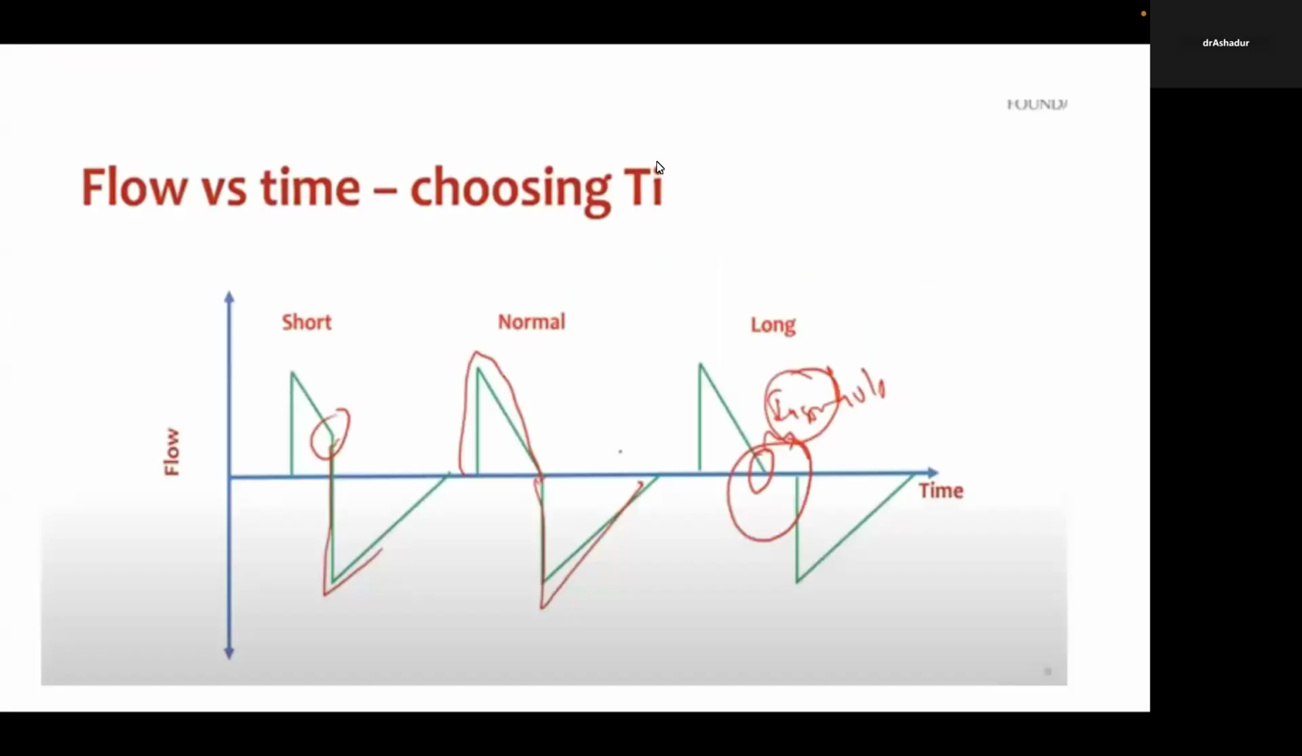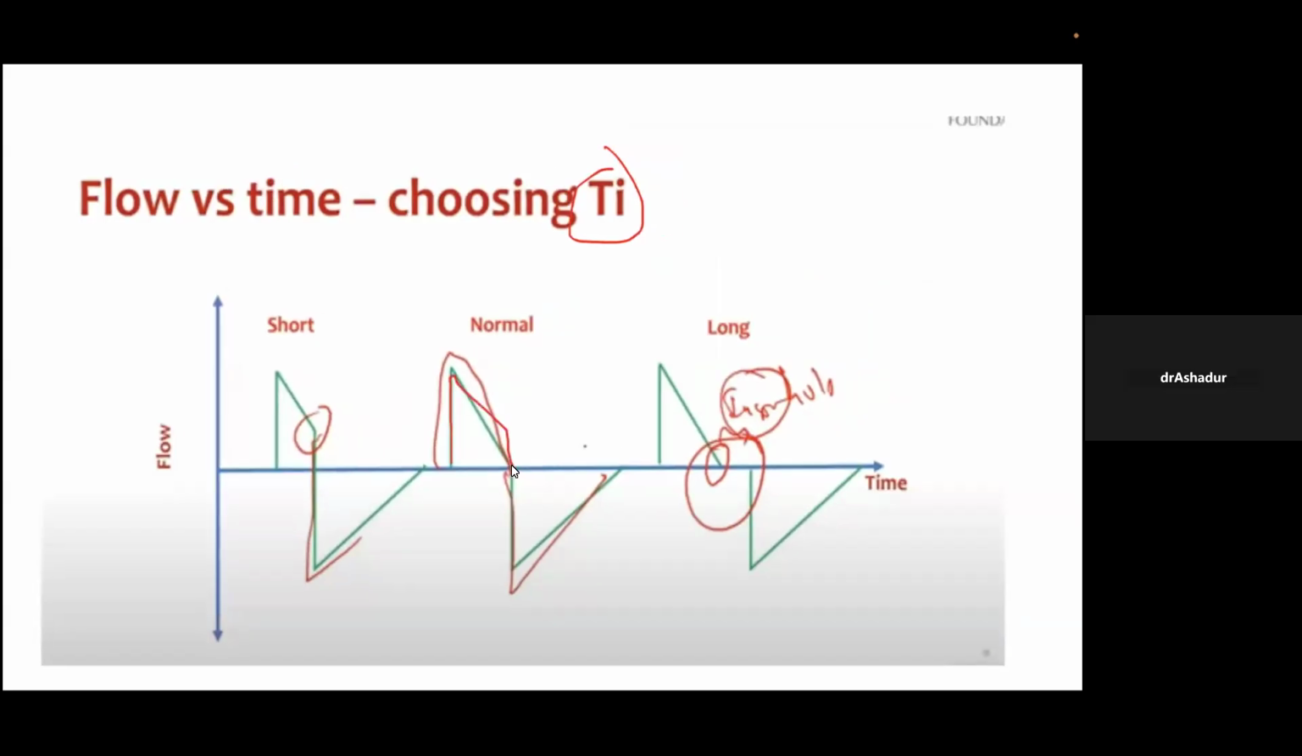How can flow versus time help us in choosing TI? You see, this is normal: inspiration ends, expiration starts and finishes. But here you see, before the inspiration has ended, expiration has started, which means there could be a short TI. And here you can see that the inspiration has finished, but your expiration has not started yet. So that could mean a long TI. So by looking at this flow time scalar, we can choose the appropriate TI for that particular patient.